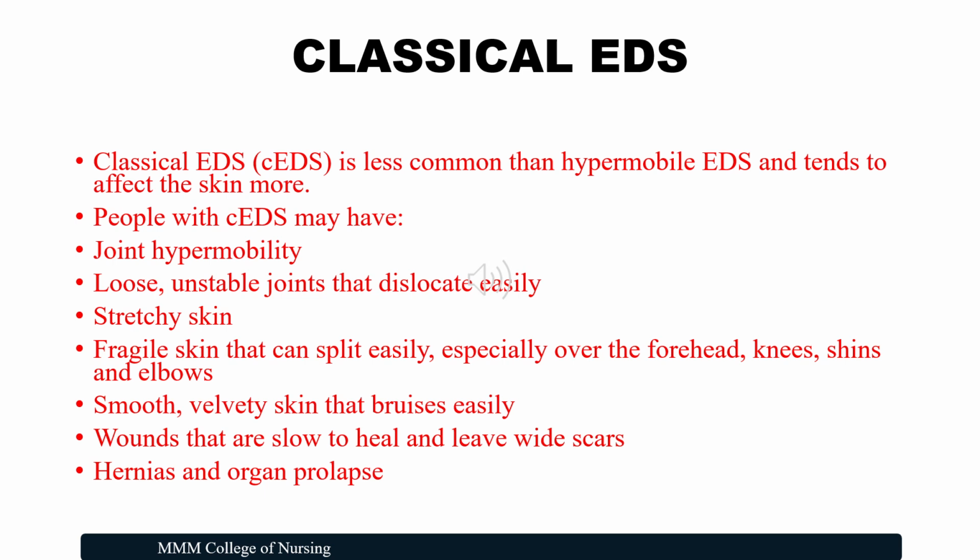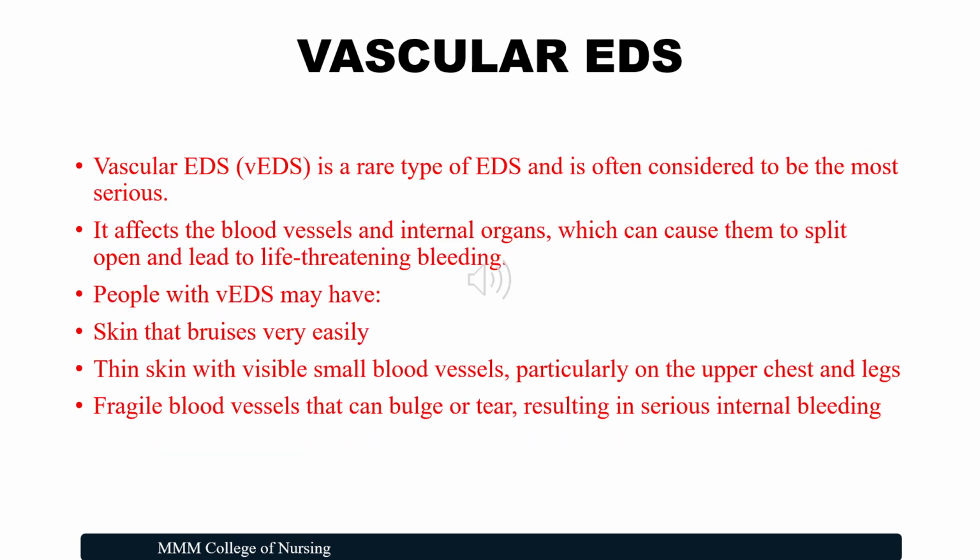So, coming to classical Ehlers-Danlos syndrome. In classical Ehlers-Danlos syndrome, the symptoms are less common than in hypermobile EDS, and it tends to affect the skin more. People with classical Ehlers-Danlos syndrome may have joint hypermobility, loose and unstable joints which will dislocate easily, stretchy skin, fragile skin that splits easily, especially over the forehead, knees, shins and elbows, smooth velvety skin that bruises easily, and wounds that heal slowly and leave a wide scar. Hernias and organ prolapse are common in classical EDS.